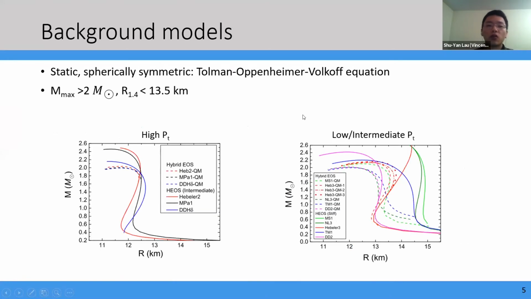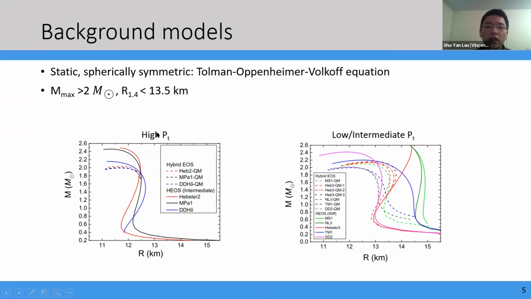With that, we construct a total of 10 different hybrid star equations of state. Below, we show the mass-radius relation for these hybrid star equations of state in dashed lines, and also the corresponding hadronic matter equations of state, which we denote as HEOS. As we see, when a quark matter core appears, it softens the equation of state, and it supports a lower maximum mass for the system.